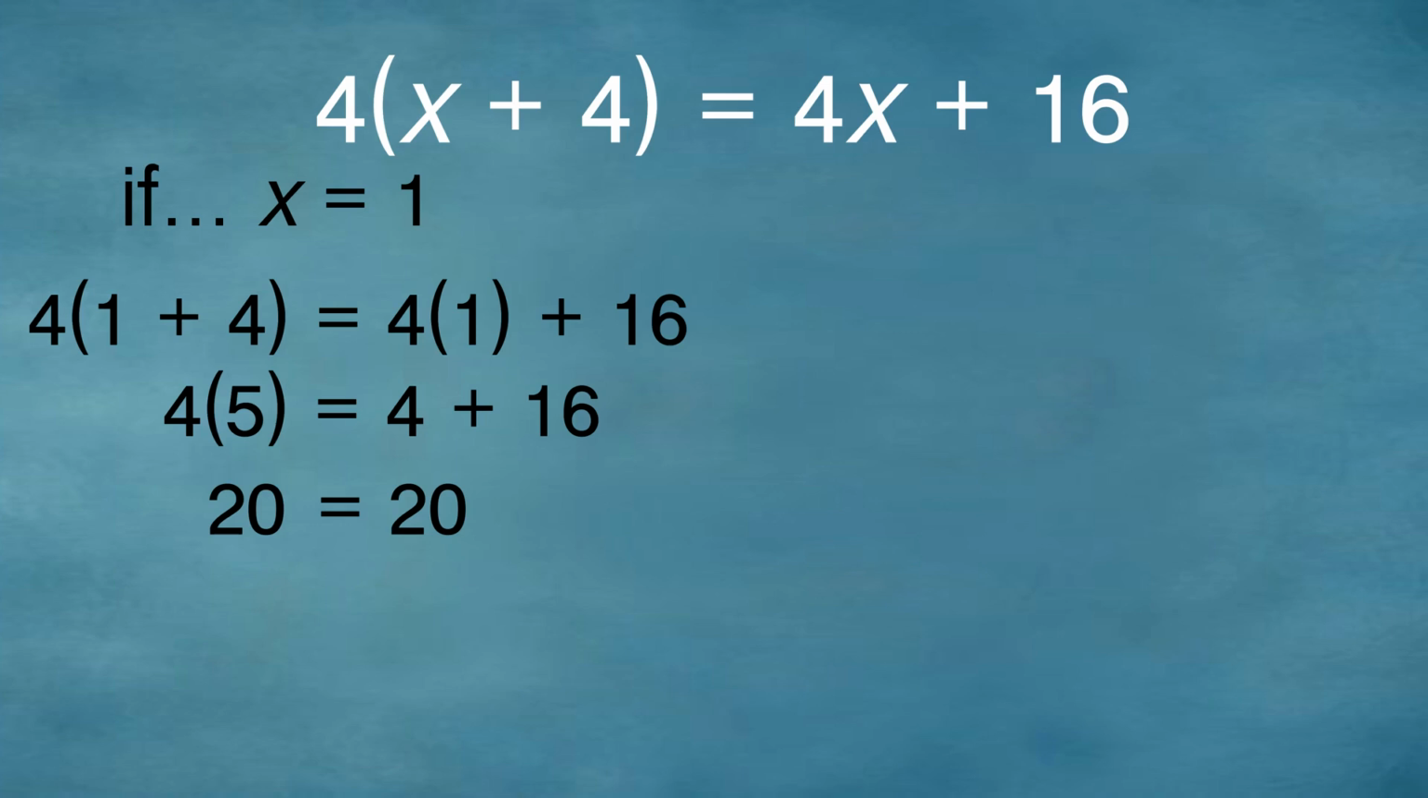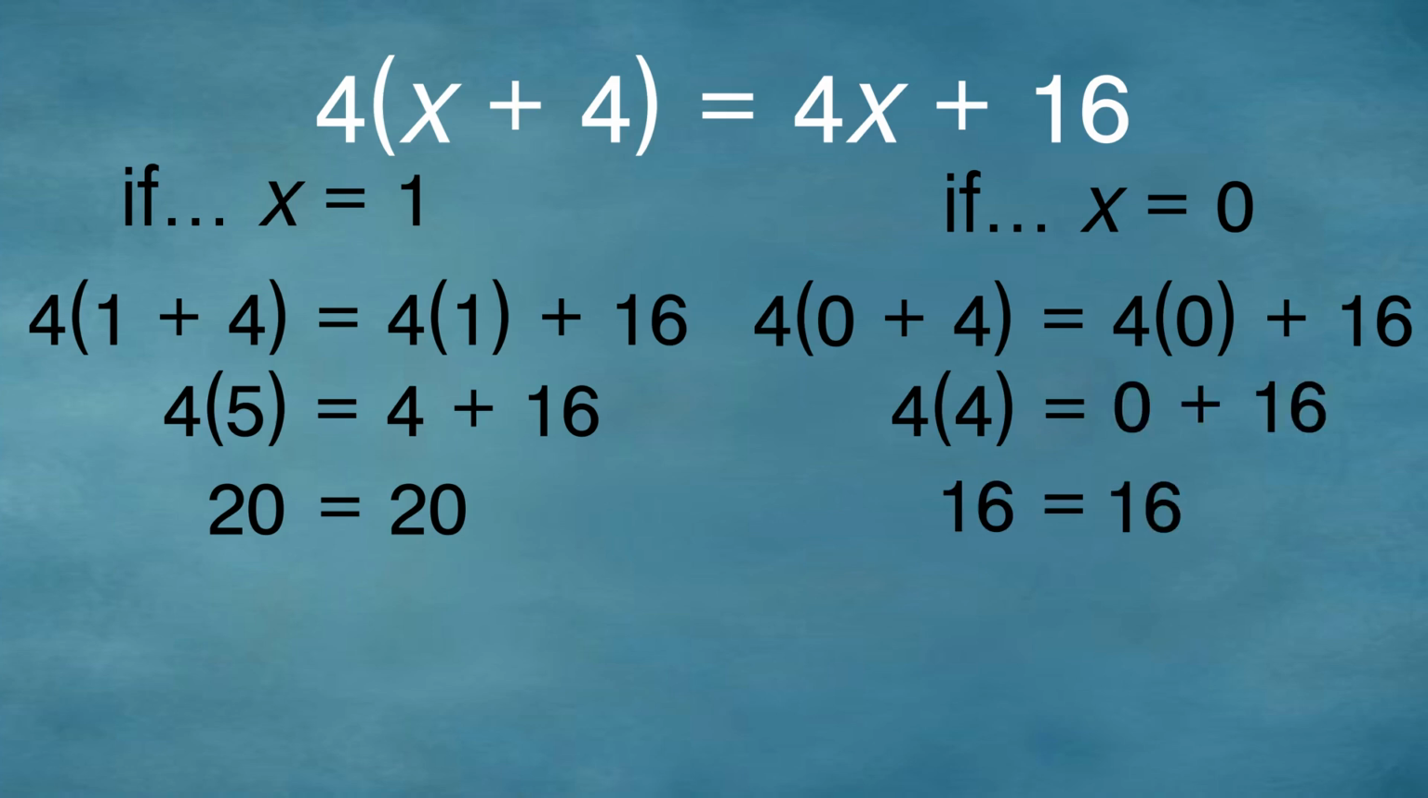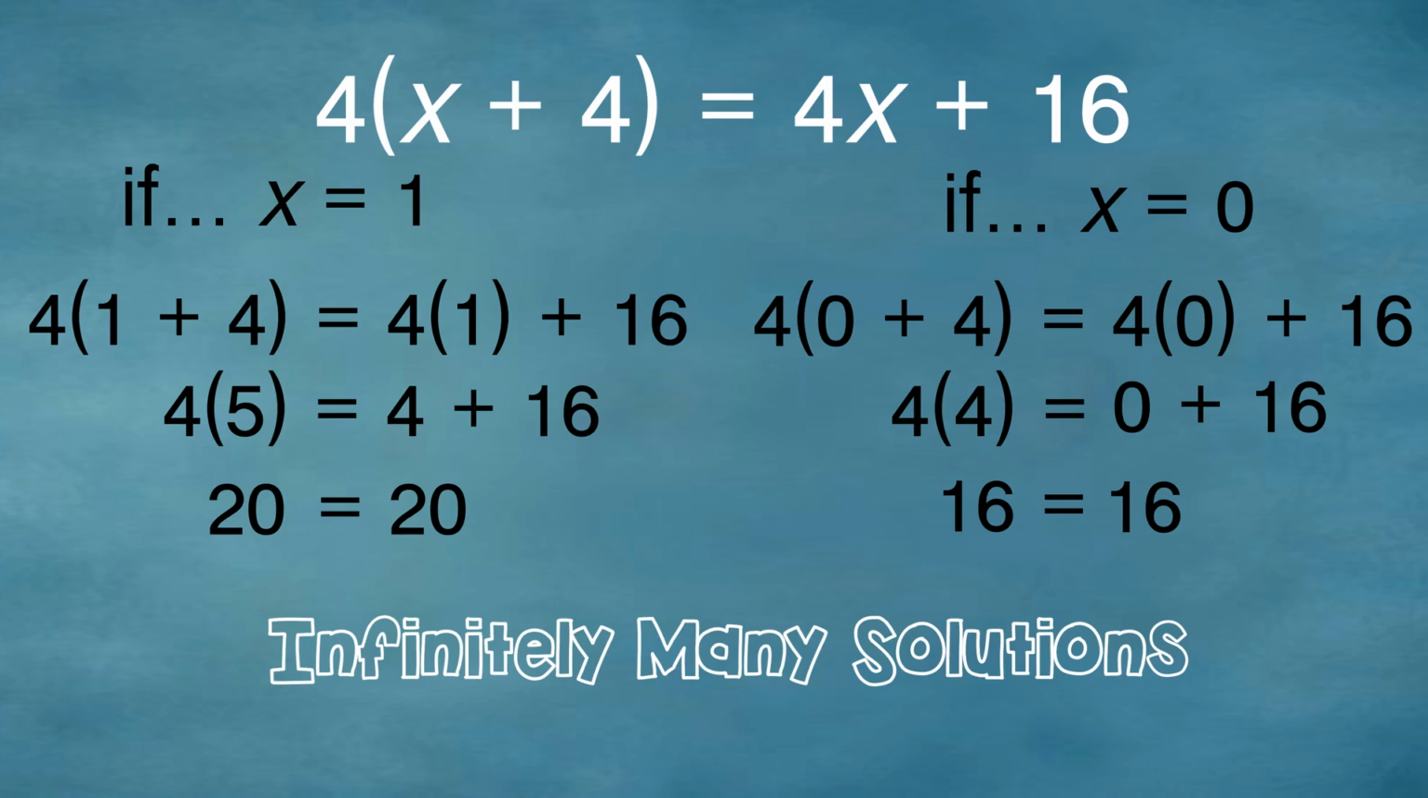Now let's try x equals 0. When you plug in 0 for x, you get 4 times the quantity 0 plus 4 equals 4 times 0 plus 16. When you simplify on the left-hand side, you get 4 times 4, which equals 16. And when you simplify on the right-hand side, you get 0 plus 16, which also equals 16. 16 equals 16 is a true statement. So 0 is also a solution to this equation. We could keep going. In fact, this equation has infinitely many solutions, since any value of x makes it true.